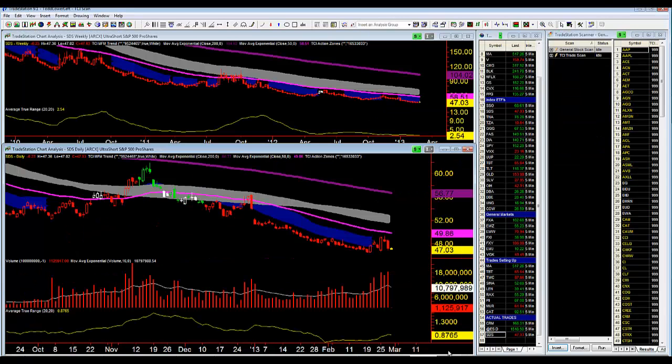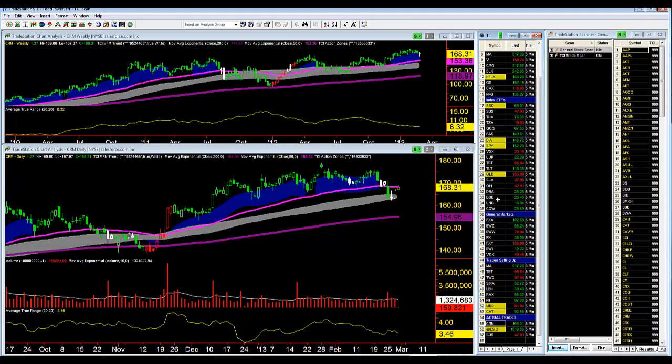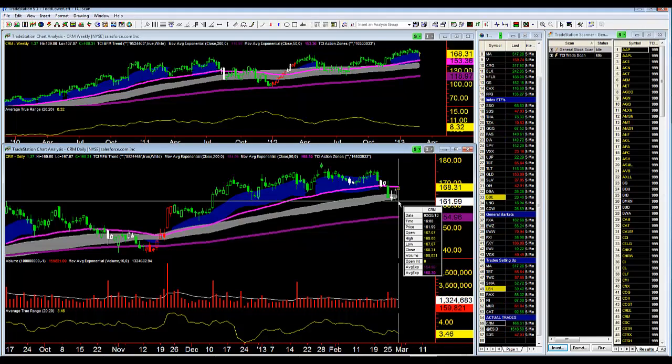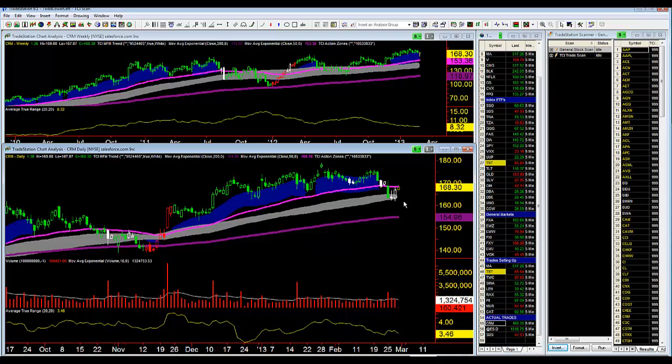Let's see quickly what the CRM is doing. Okay, CRM, Salesforce.com. Today's high was 169 even. Okay, 169 even. It's up to 168.30. I'm not risking a whole lot on this trade anymore. I've got the SDS trade on.